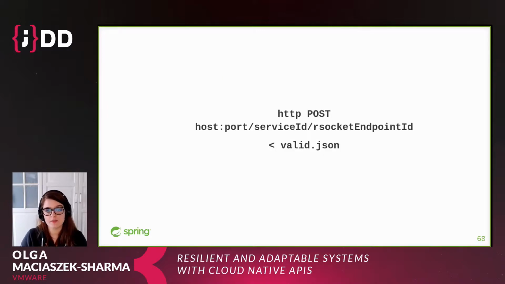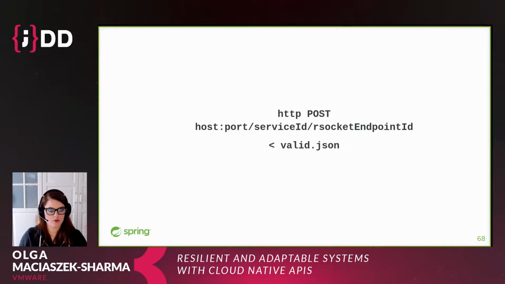So the bridge is actually just a small dependency. It is a module in the RSocket routing broker. It is built on top of Spring Cloud Function, and it allows you to do HTTP posts to the bridge, where you will just specify your service ID. And then you will specify your RSocket endpoint.